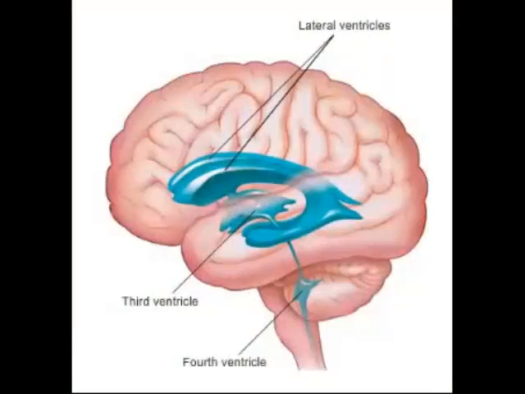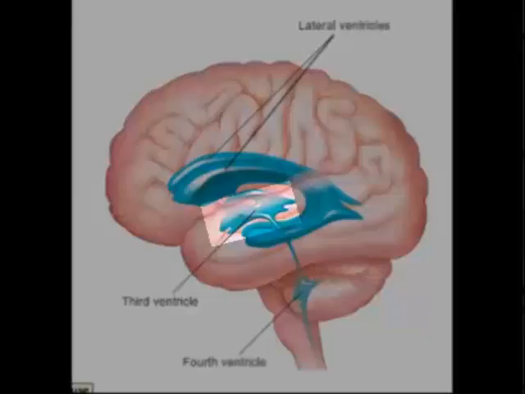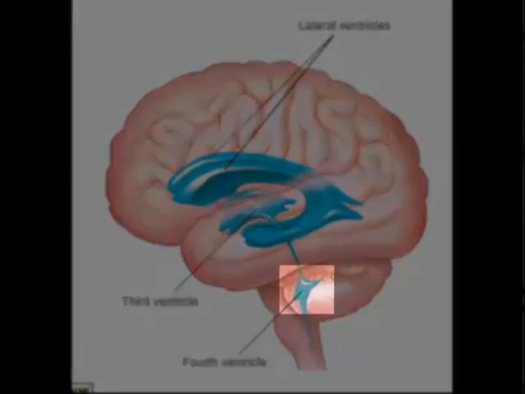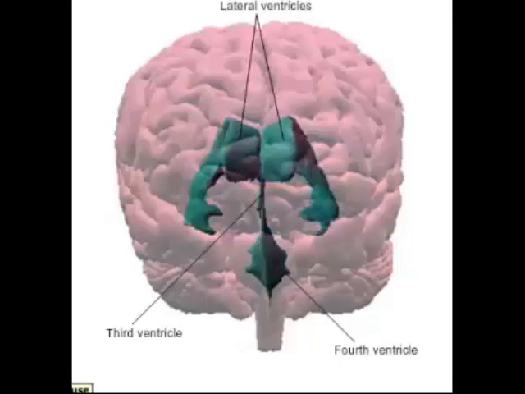The ventricles of the brain are filled with cerebrospinal fluid, or CSF for short. There are 4 ventricles: 2 lateral ventricles, the 3rd ventricle, and the 4th ventricle. This is an interior view of the ventricles to give you a different perspective versus the sagittal view that we saw in the previous slide.